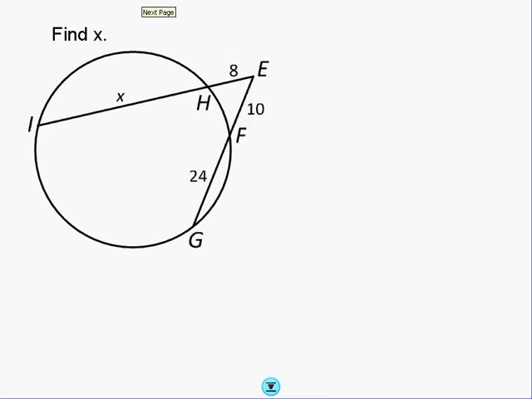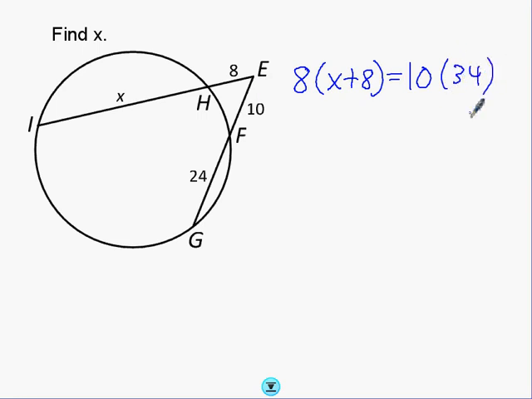In this case, the intersection is on the outside, so what I'm thinking is exterior times whole equals exterior times whole. So let's look first at segment IE. The exterior part is 8. The whole thing is 8 plus x, or x plus 8. And now the other line. The exterior part is 10, and the whole thing is 10 plus 24, which is 34.